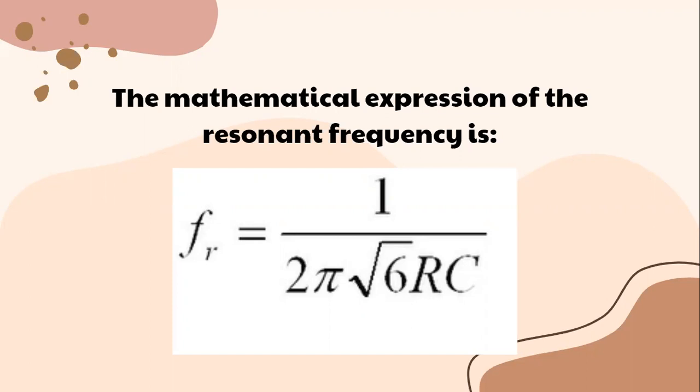So kung kanina, di ba dun sa Wien bridge natin, ang formula na ginamit natin dun ay resonant frequency equals 1 over 2 pi RC, ang pinagkaiba naman nun dito, may square root of 6 lang siya, which is constant. Kaya wag tayong malilito dun.